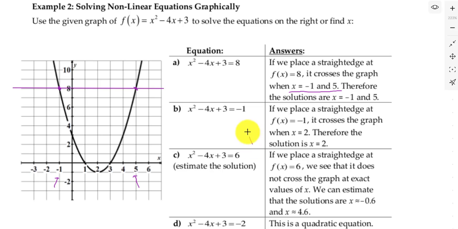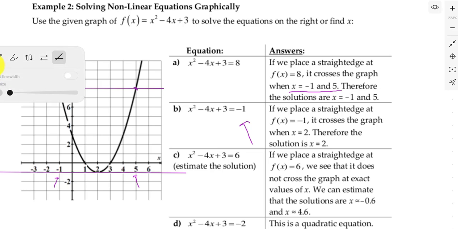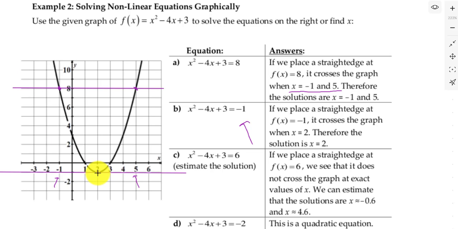Look at this next problem. What value of x would give me negative 1? So I'm going to draw a line at negative 1, somewhere around here. And you notice that it only intersects one time, so we have one solution. It looks like x equals 2. You can see they wrote the answer x equals 2.